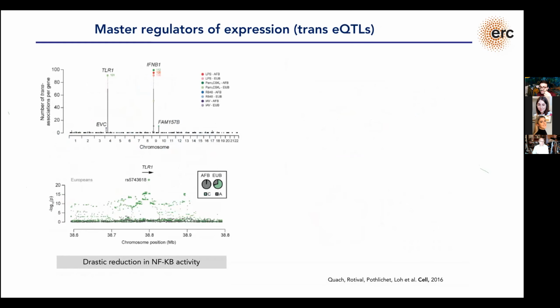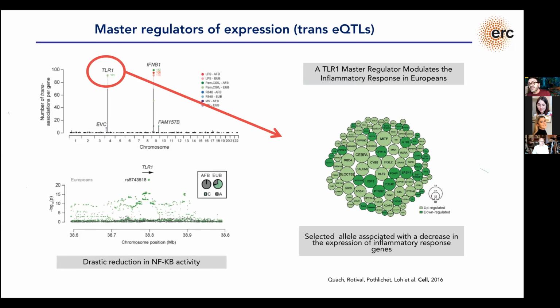Sometimes, as an example, a single mutation can explain strong differences in responses to infection. For example, a mutation in this gene that is called TLR1. This mutation is present only in around 1% of Africans, but in around 70% of Europeans. And this mutation is associated with a reduction of the inflammatory response accounted for around 100 genes. In other words, the 70% of Europeans that have this mutation have an attenuated immune response.